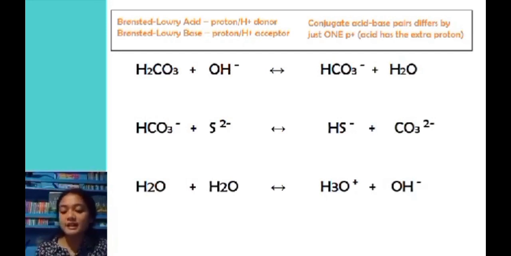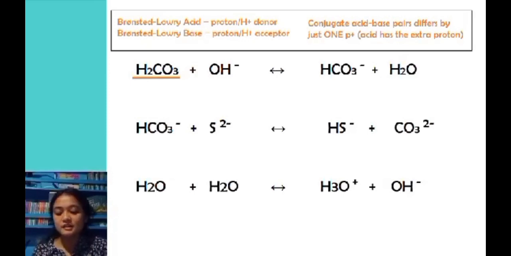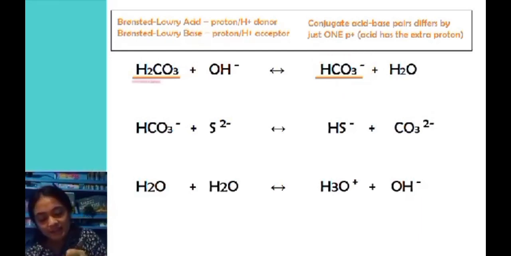So how can you identify these acid-base pairs? Let's take a look at these three examples. H2CO3 reacts with OH- to make HCO3- and H2O. Take a look at this chemical versus this chemical. What's the difference? This one has two H's and this one has 1. This one has no charge, and this one has a negative charge. So they differ by an H and by a single charge.